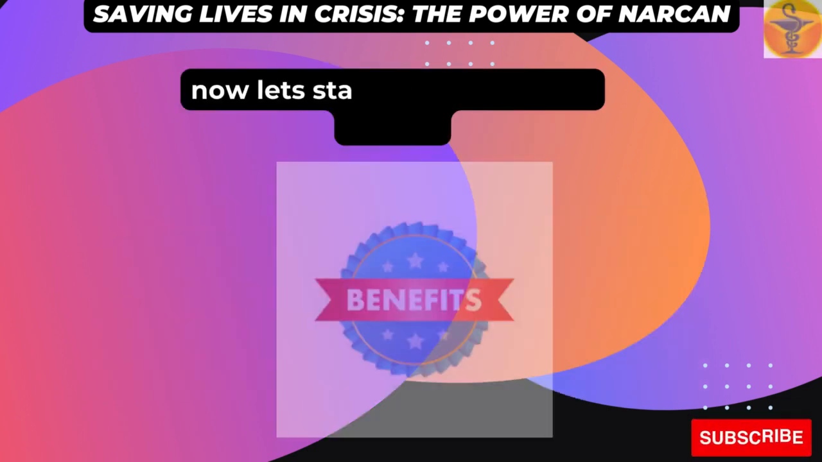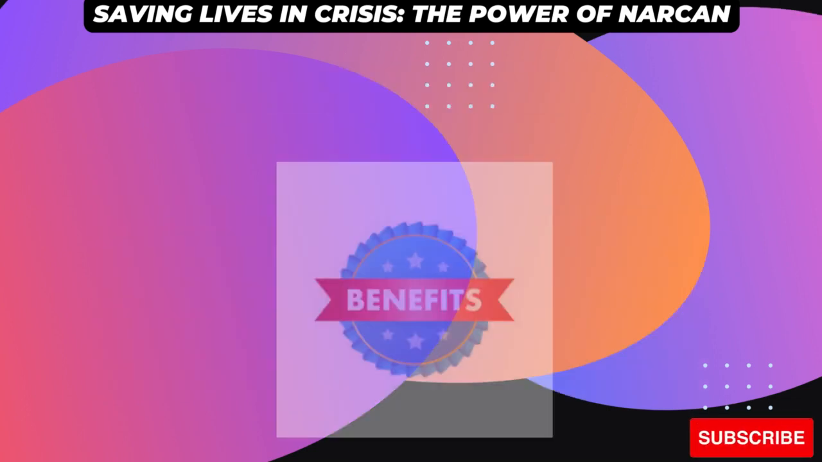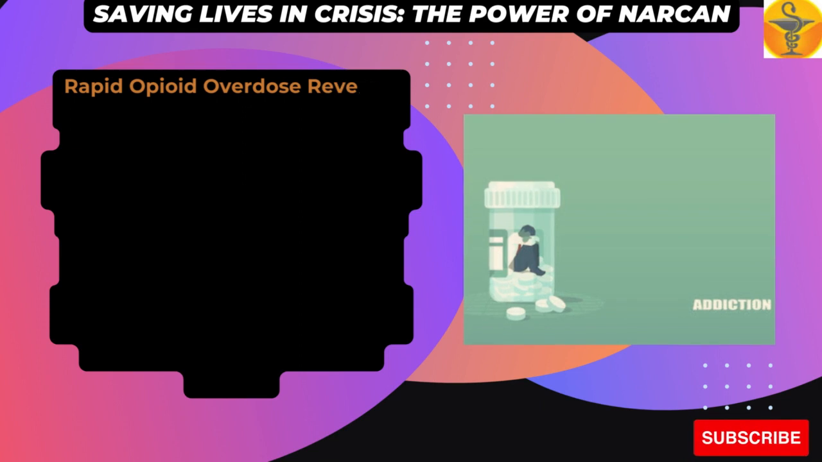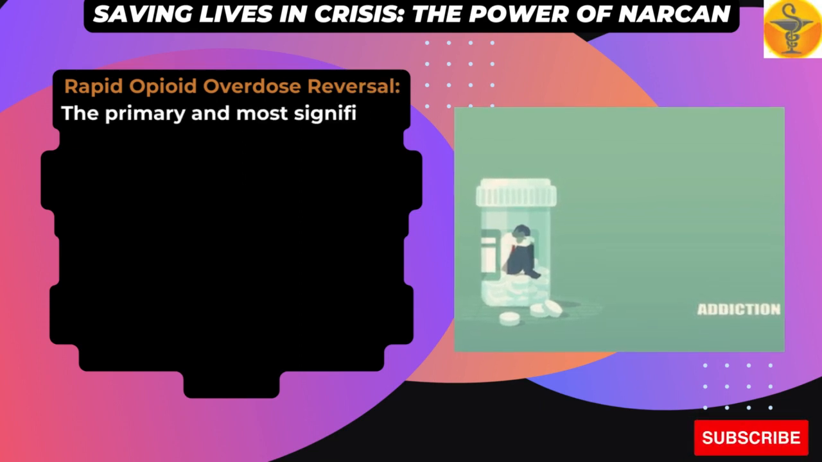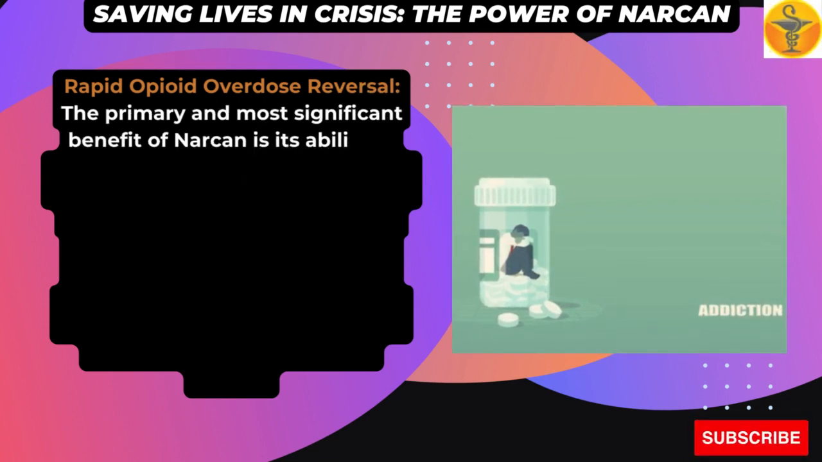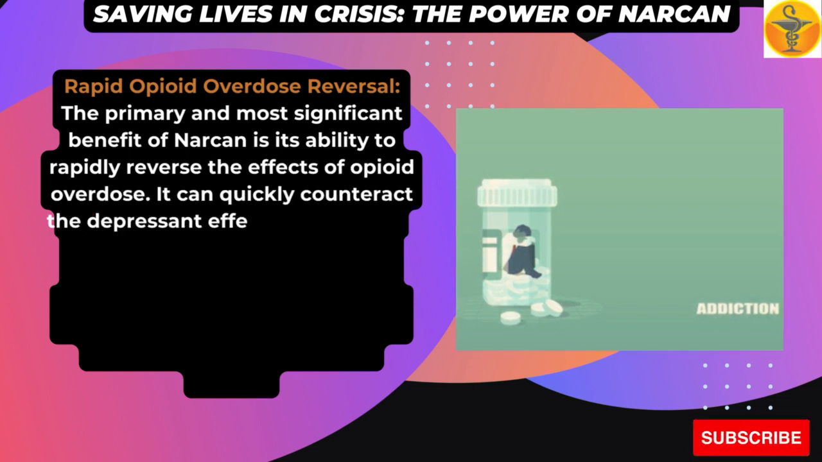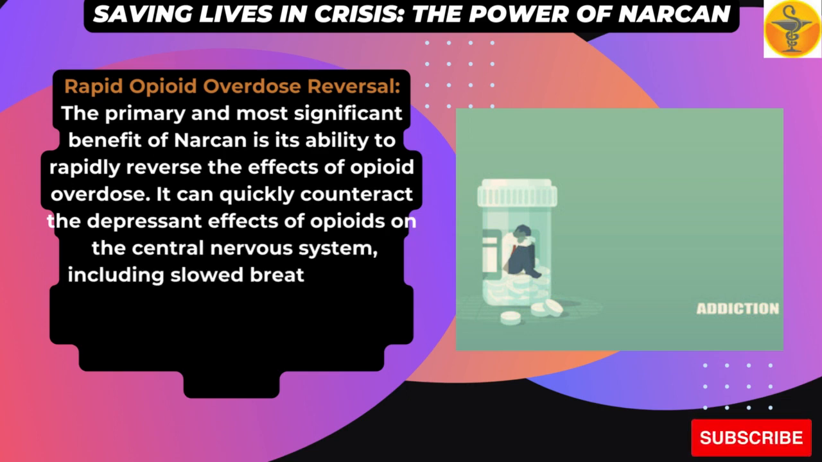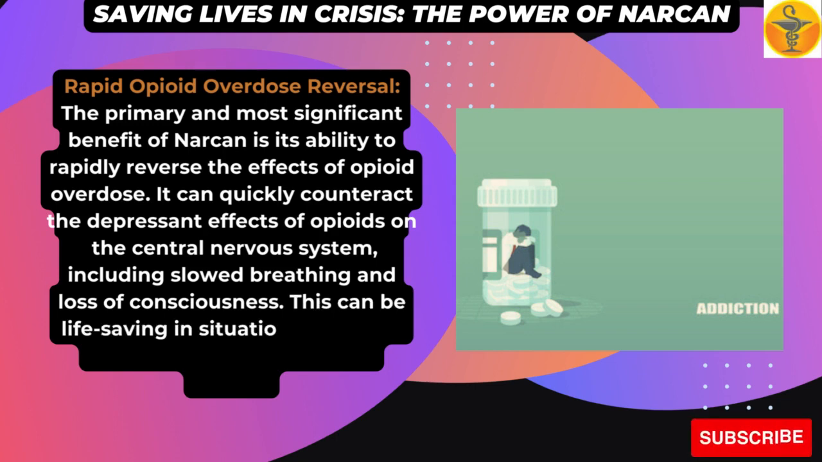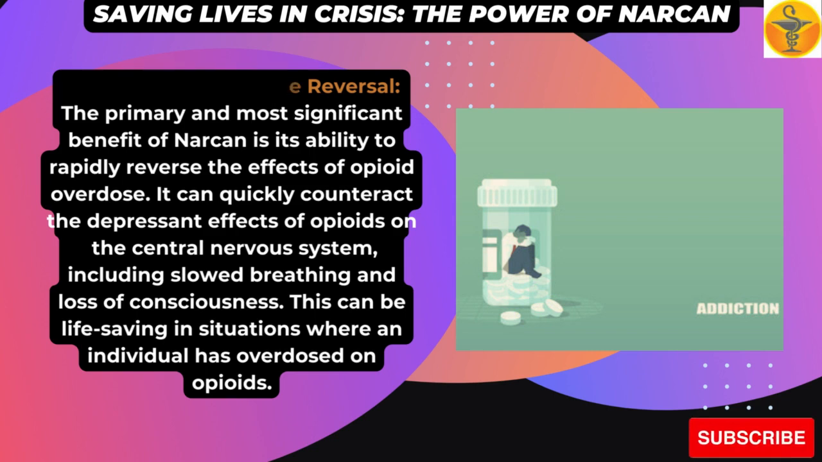Now let's start with the benefits of Narcan. 1. Rapid opioid overdose reversal. The primary and most significant benefit of Narcan is its ability to rapidly reverse the effects of opioid overdose. It can quickly counteract the depressant effects of opioids on the central nervous system, including slowed breathing and loss of consciousness. This can be life-saving in situations where an individual has overdosed on opioids.